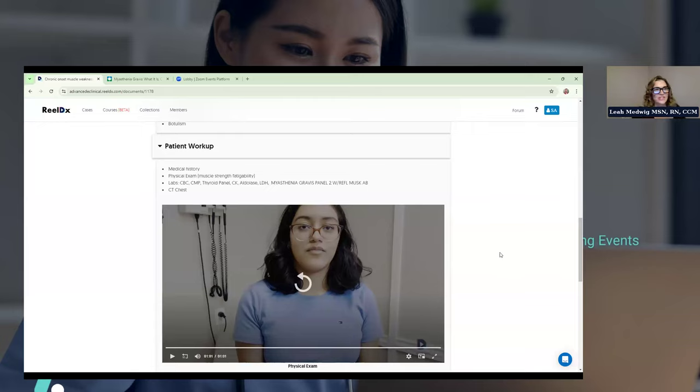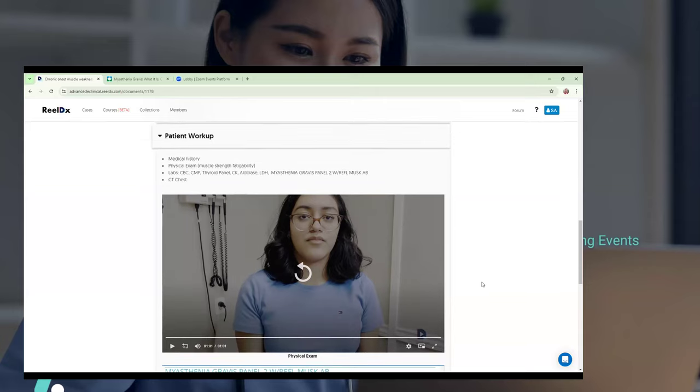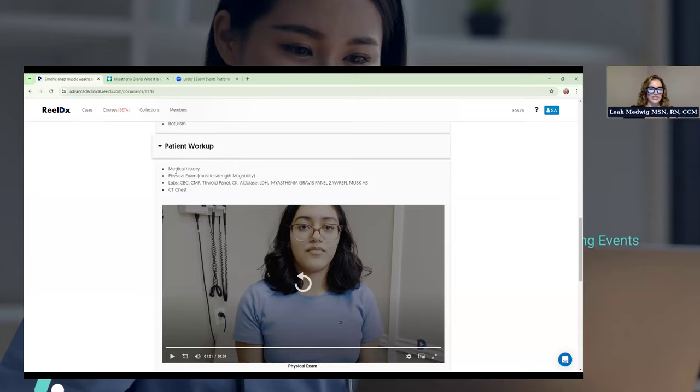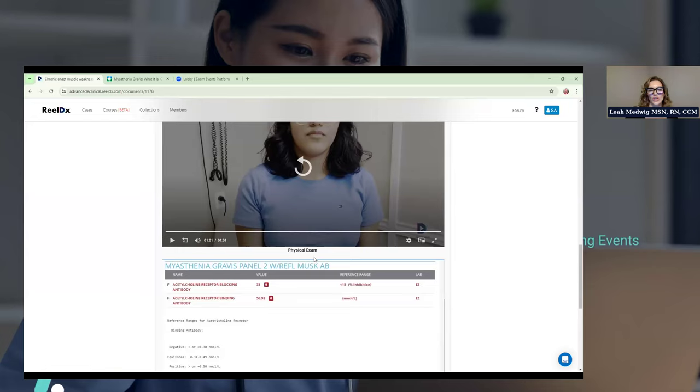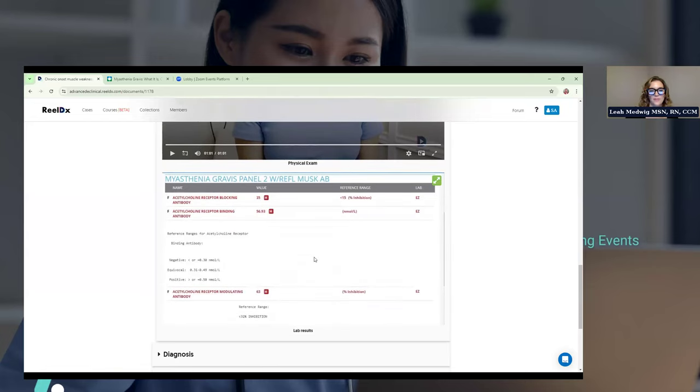Great. So we're back to our patient. Can we all see her here? Yes. Okay, awesome. So again, we did her medical history, the physical exam. We looked at all of the labs. She had the chest CT, and these were her actual results here.